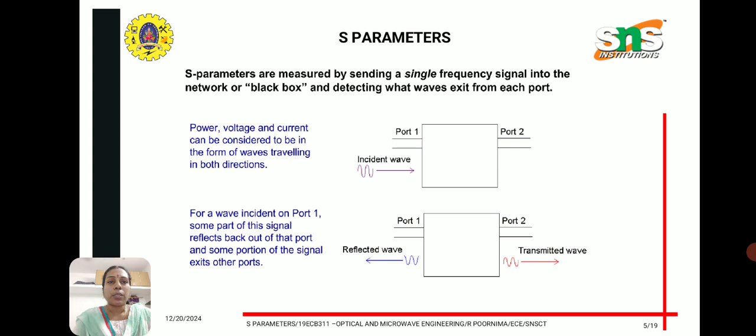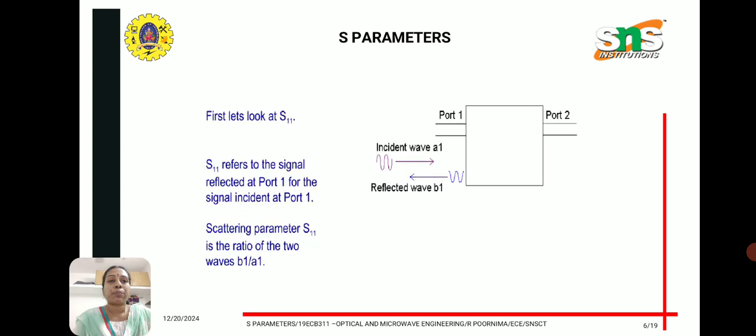So what are S parameters? S parameters are measured by sending a single frequency signal into the network and detecting the wave exiting from each port. Power, voltage and current can be considered to be in the form of waves traveling in both directions. For a wave incident on port 1, some part of the signal reflects back out of that port and some portion of the signal exits at the other port. So we have a reflected wave and a transmitted wave.